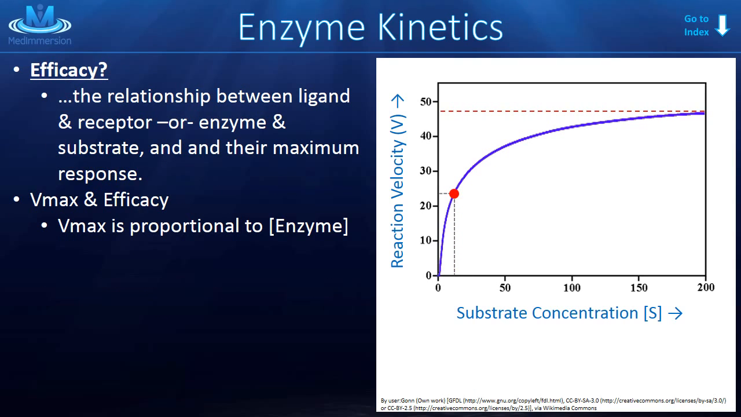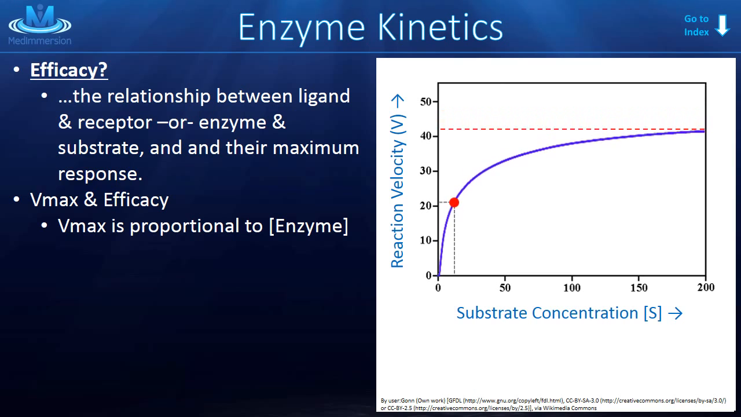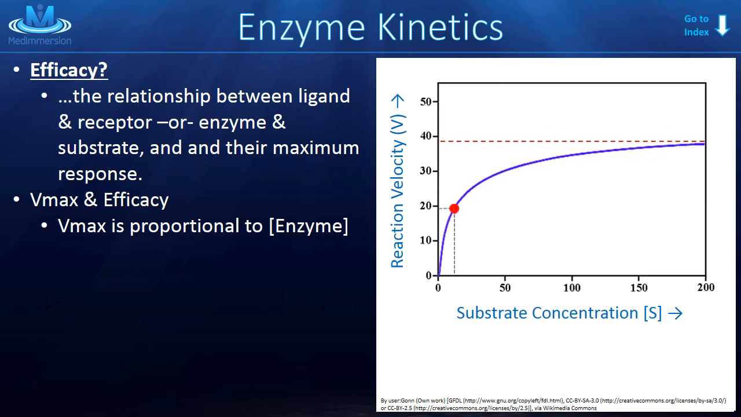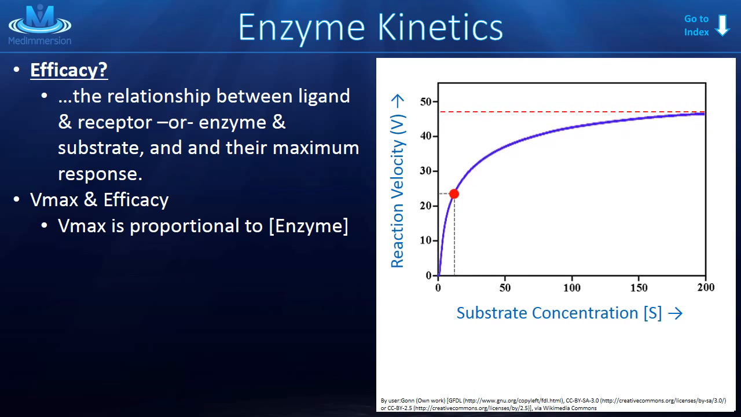What is it? Efficacy describes the relationship between a ligand and a receptor, or an enzyme and a substrate, and is also related to the maximum response. So what is the relationship with the graph or the curve that we have here and efficacy? Efficacy is demonstrated by the Vmax in this graph. So as the Vmax goes up, the efficacy also goes up. As Vmax comes down, efficacy or efficiency or maximum response also comes down.